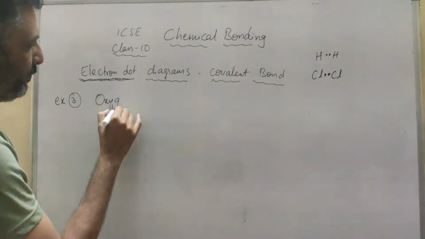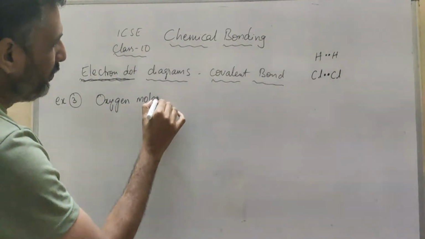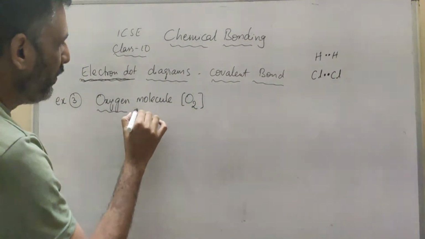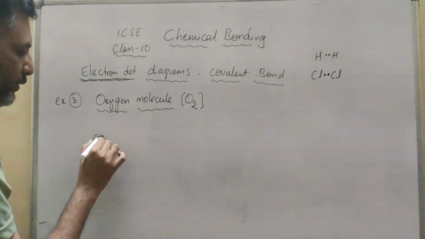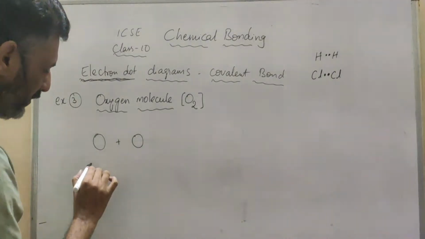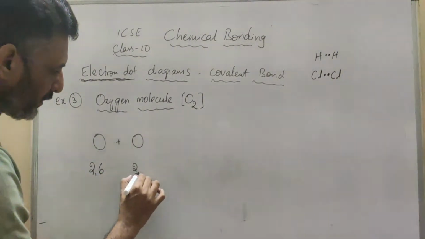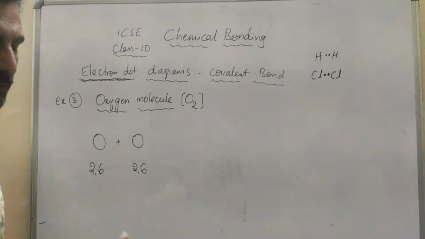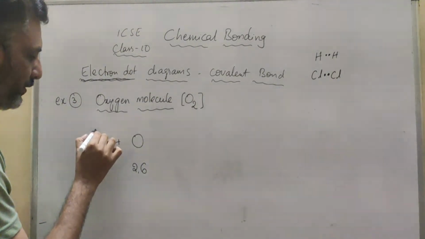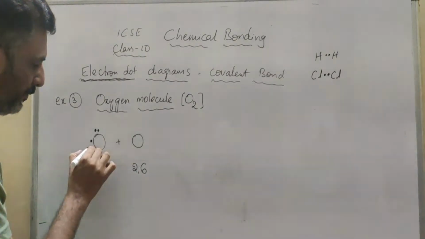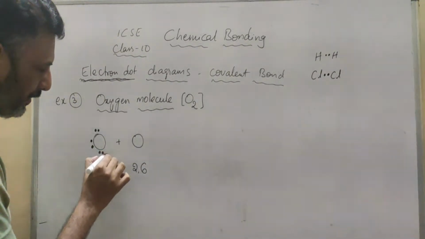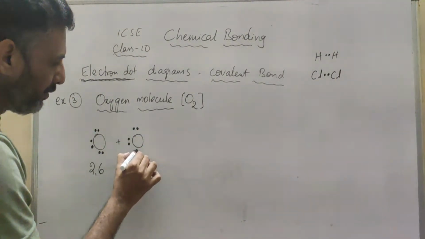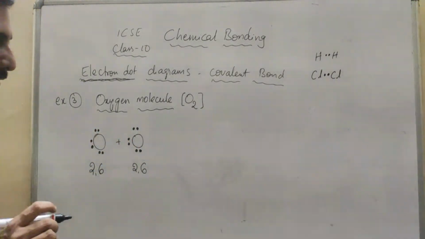Oxygen molecule. Molecular formula of oxygen is O2. So in this, 2 oxygen atoms we need to take. Let's write the electronic configuration. If you write the electronic configuration, it will be easier for you, so that you can see how many electrons are there and how many more electrons it requires. 6 valence electrons. So we put 6 electrons here, and here also 6 electrons. So both are oxygen atoms. They will be identical in electronic configuration.